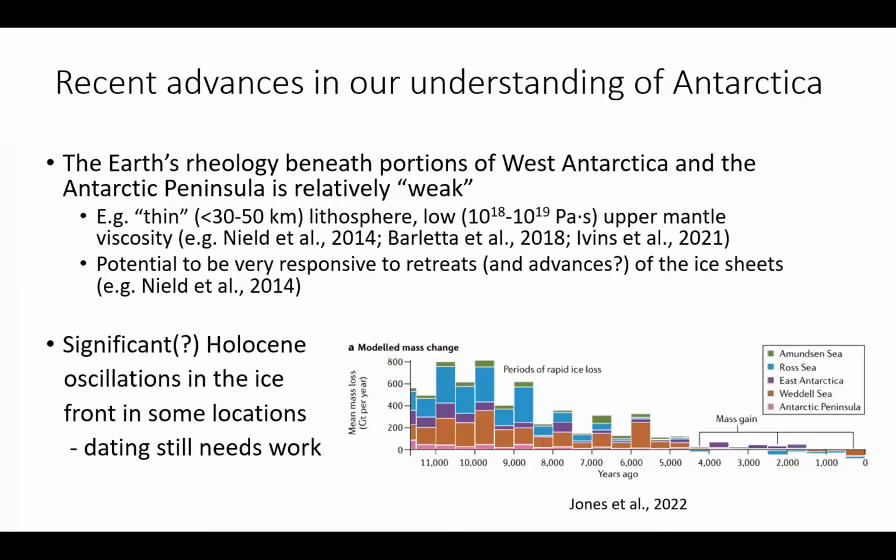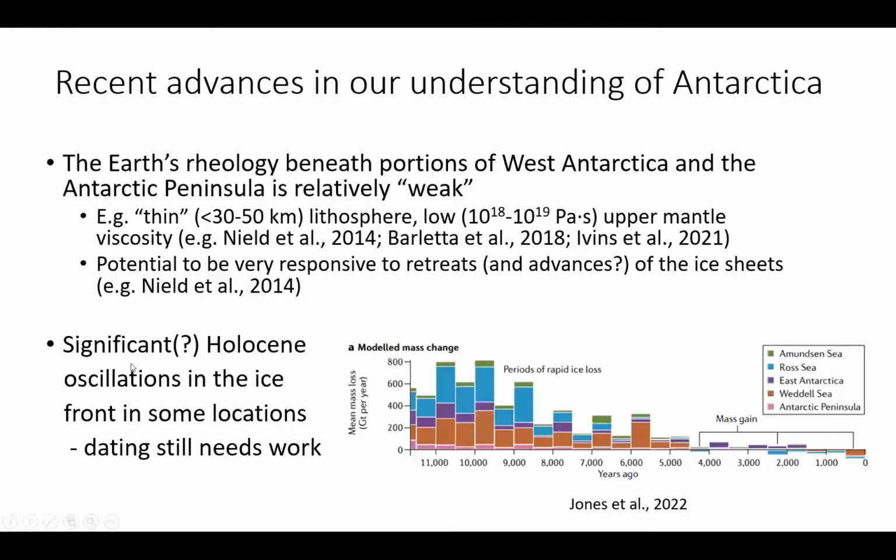And what I mean by weak is that it has a relatively thin lithosphere, 30 to 50 kilometers, and low upper mantle viscosities on the order of 10^18 to 10^19 pascal-seconds. And why is this important? Well, with such a weak Earth beneath these parts of Antarctica, its potential is to be very responsive to small scale oscillations in the ice sheets.